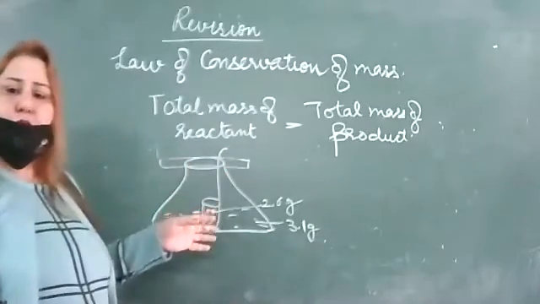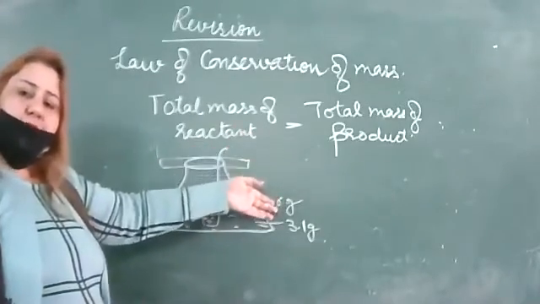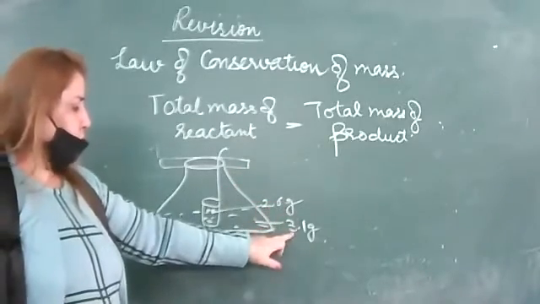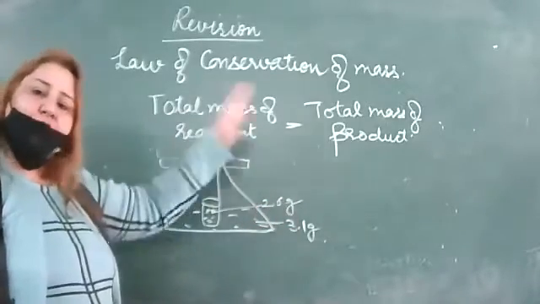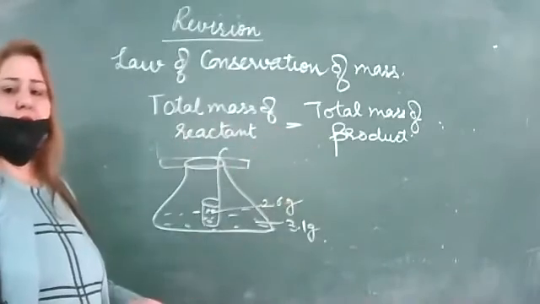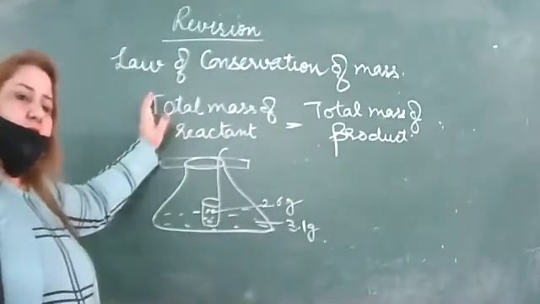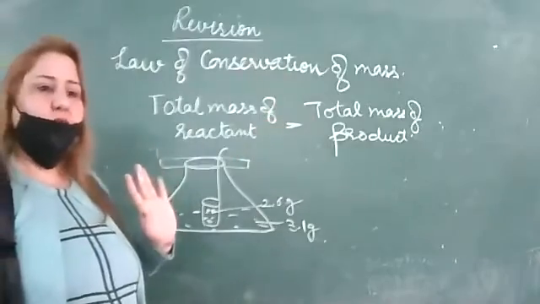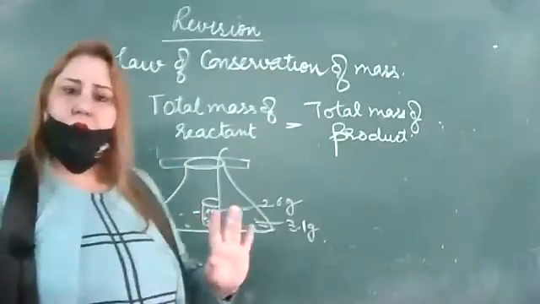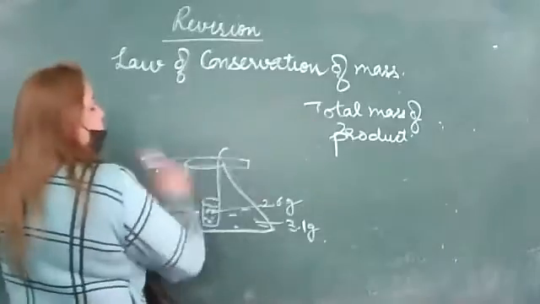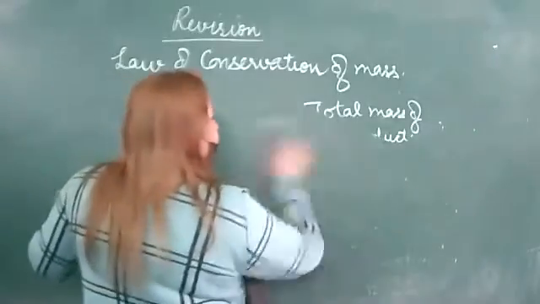So what will we observe? The total mass of the reactants is 5.7 gram, and after the reaction, the weight is again equal to 5.7 gram. That means the total mass of the reactants is equal to the total mass of the products. Is it clear? Right? Second law, law of constant proportion.